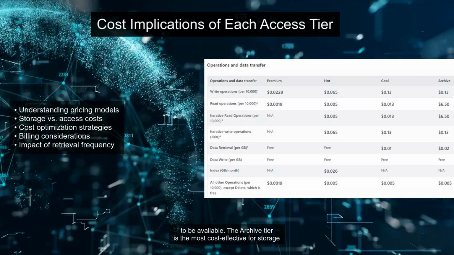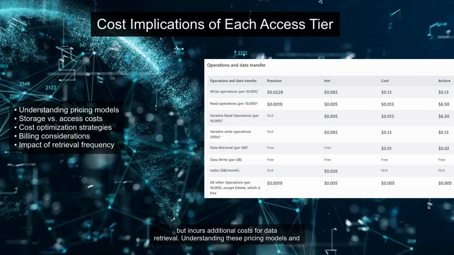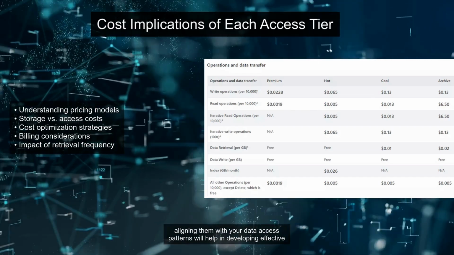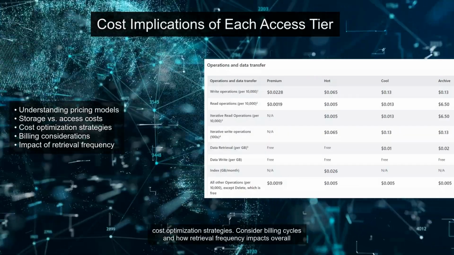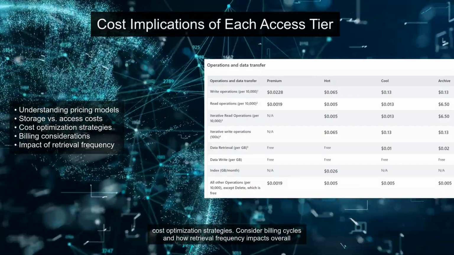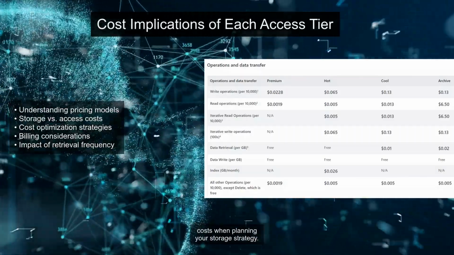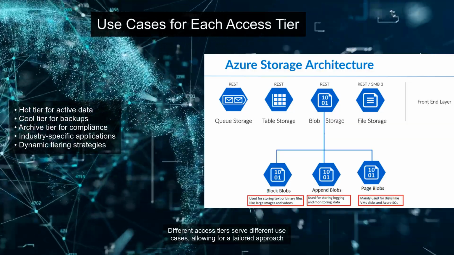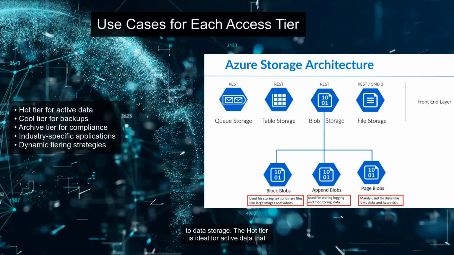The archive tier is the most cost-effective for storage but incurs additional costs for data retrieval. Understanding these pricing models and aligning them with your data access patterns will help in developing effective cost optimization strategies. Consider billing cycles and how retrieval frequency impacts overall costs when planning your storage strategy. Different access tiers serve different use cases, allowing for a tailored approach to data storage.